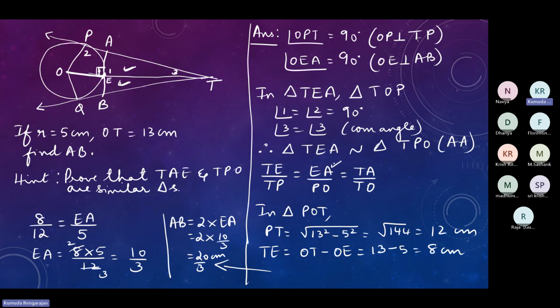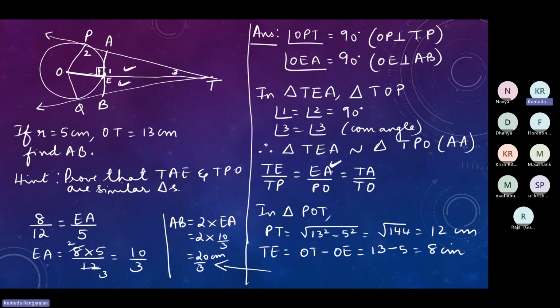So here we have AE. So you find AE, double it, you'll find AB. I just tried to find as much as possible. So I thought we could find PT. You can find TP and TE. PT using the Pythagoras theorem, and TE because OT is given as 13. OE is the radius, 5. So TE is 13 minus 5, 8.